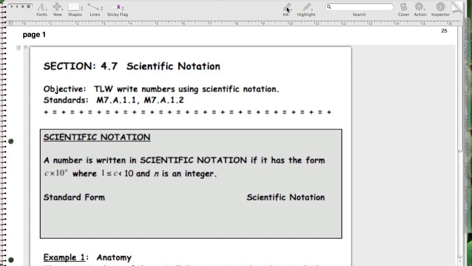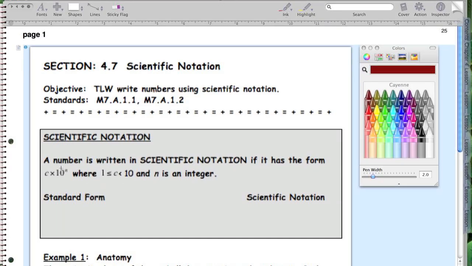Okay, scientific notation. Scientific notation is a number written of the form c times 10 to the nth, where 1 is less than or equal to c, less than 10, and n is an integer. So that's a lot of words, but here's what it means. If I give you the value 725 million, so that's a lot.